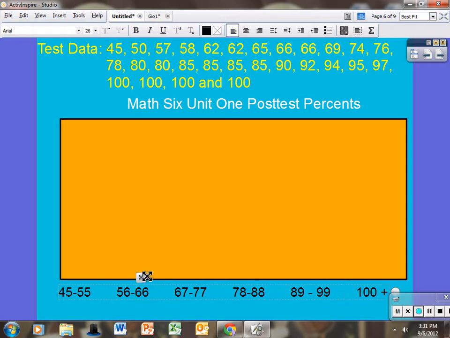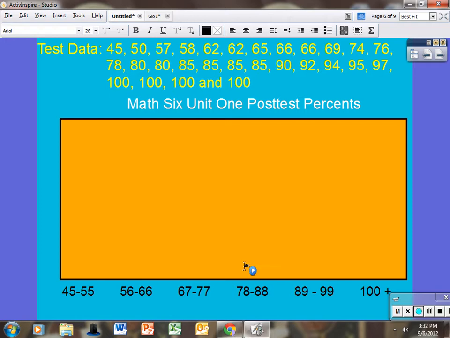Okay, let me just double check my ranges here. Remember what I said, I'm going by tens, so 45 to 55. I don't want to overlap, so I go one number up, 56 to 66. I don't want to overlap, so I go 67 to 77. Then 78 to 88. Don't want to overlap with 88, so I go 89 to 99, and then anything 100 or greater.